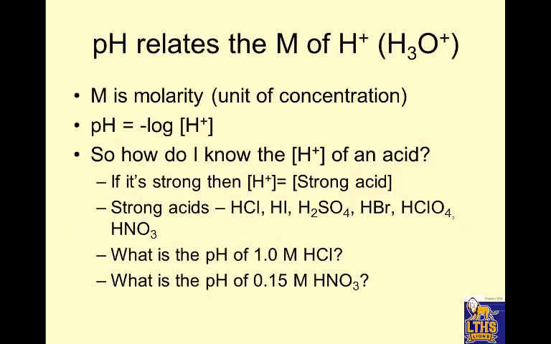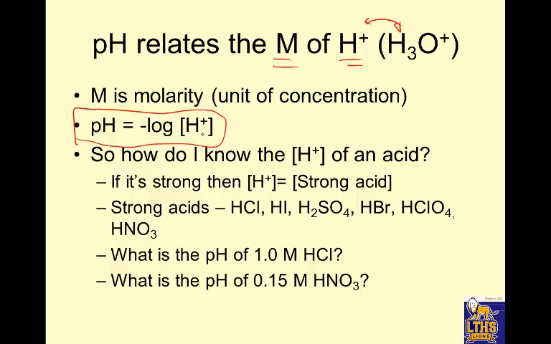So pH is relating the molarity of an acid to the number of H+ ions. Remember, H+ ions and hydronium ions are the same thing. Molarity is capital M, and that's a unit of concentration. pH, memorize this formula: pH is equal to the negative log of the hydrogen ion concentration.